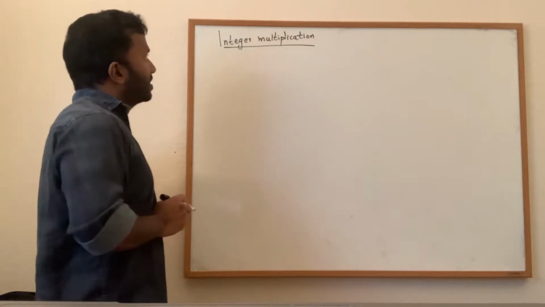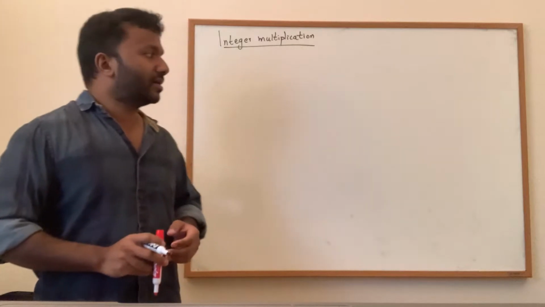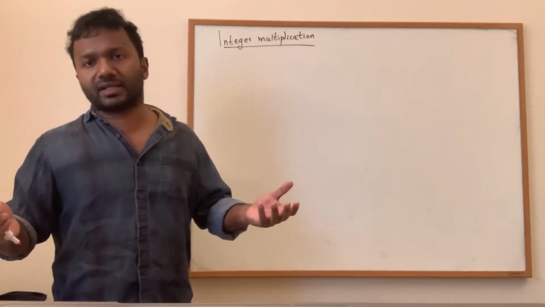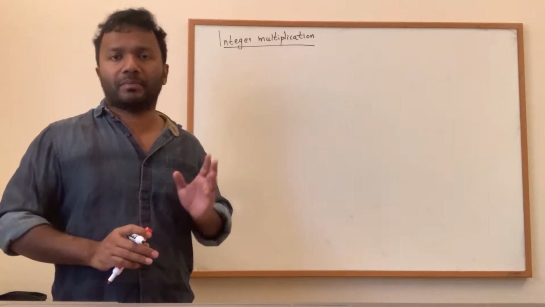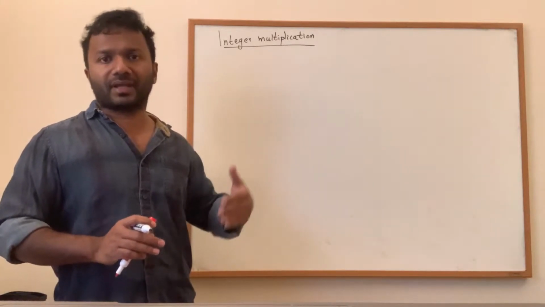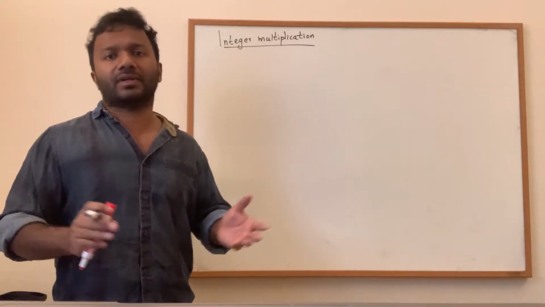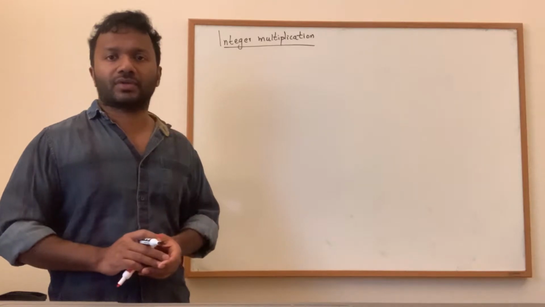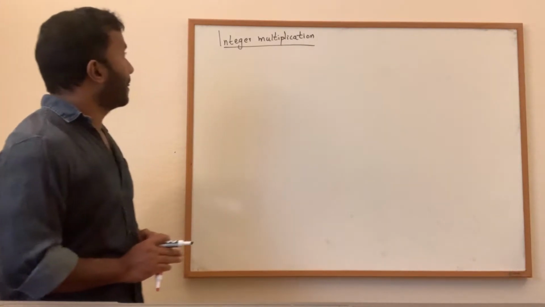Alright, so let's see how to solve this problem, that is integer multiplication. Essentially we assume that two single digit numbers can be multiplied in constant time. But as the number of digits of a number increases, the time for multiplication will also increase, obviously, right? So how to solve this efficiently? That's what we're going to see now.